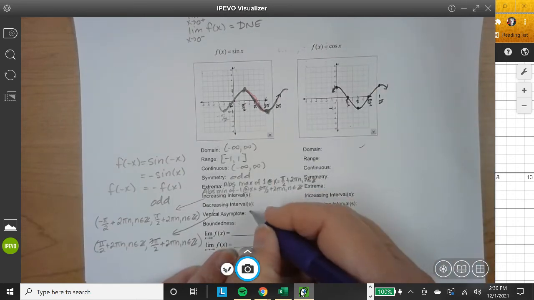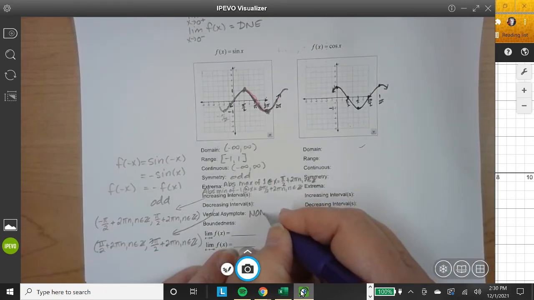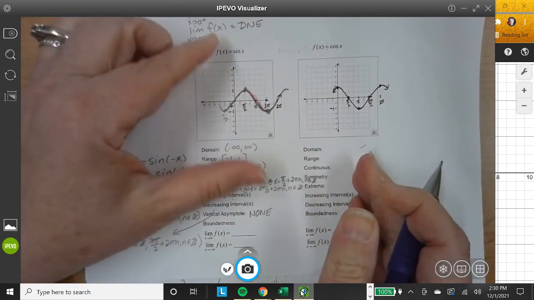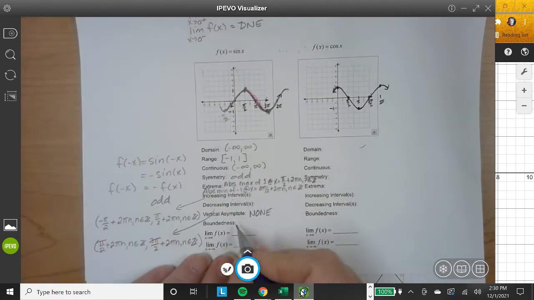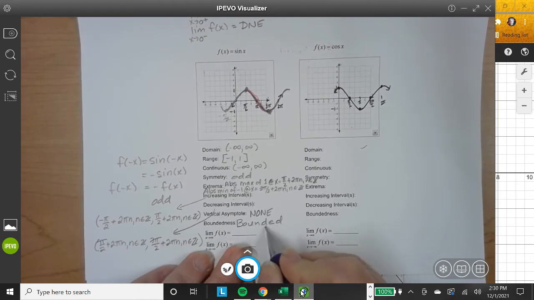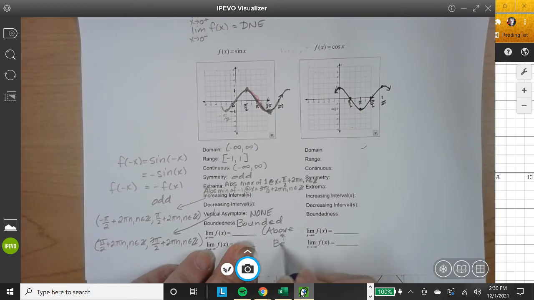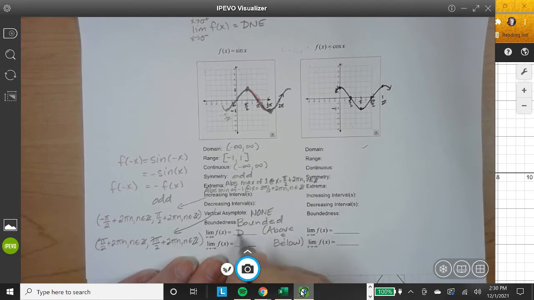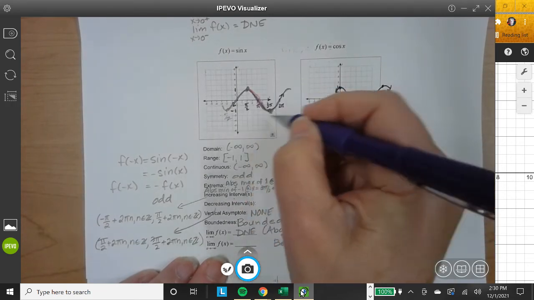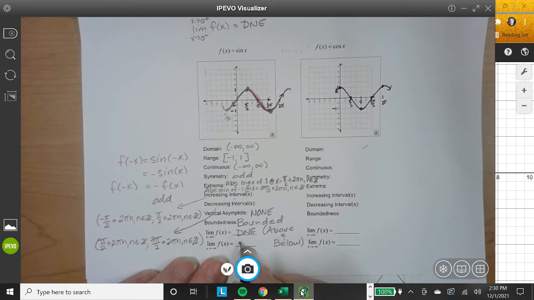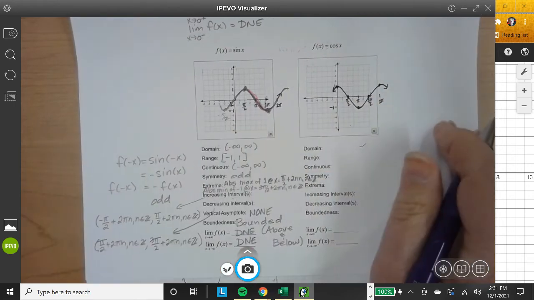All right, does it have any vertical asymptotes? No. Is it bounded? So are the y's bounded? They sure are. This one's bounded from above and below. So this one's just flat out bounded. The limit as x goes to infinity does not exist because this function oscillates infinitely between 1 and -1, and it does not zoom in on a single number. And the same thing with this end behavior on the left.